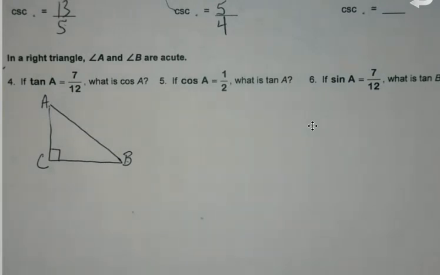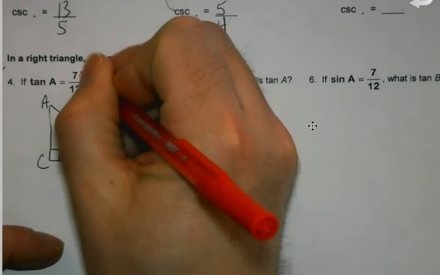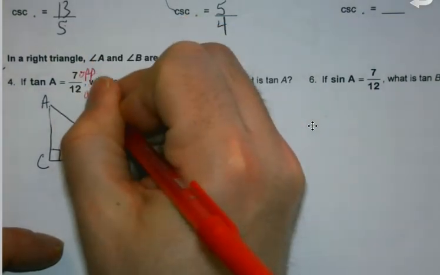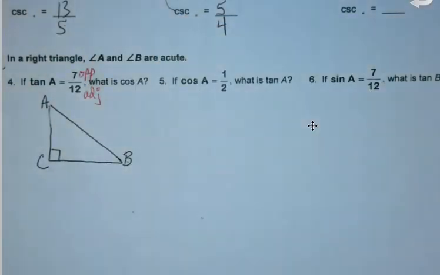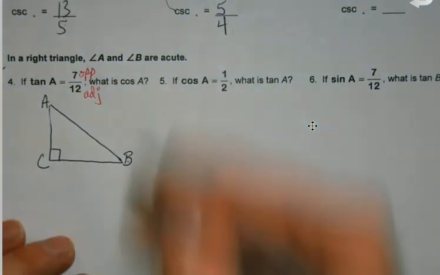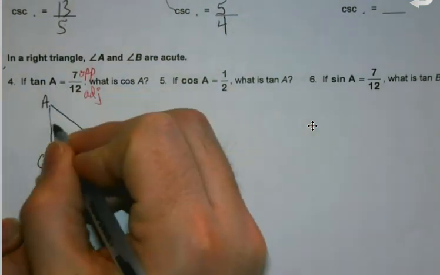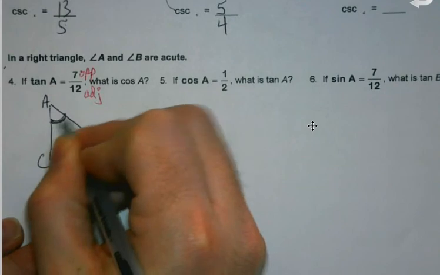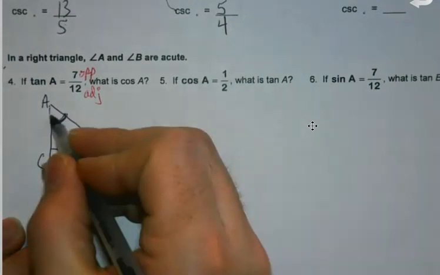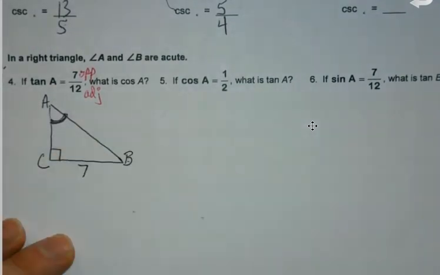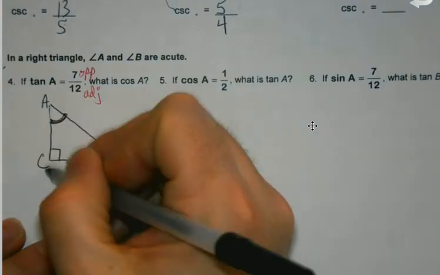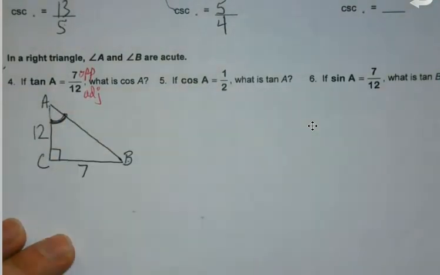But here's where we start figuring this out. Tangent. What two sides do I use for tangent? Opposite and adjacent. So my 7 represents my opposite. My 12 represents my adjacent. So they're not going to draw me a picture. I got to do this myself. So if it's the tangent of A, here's my angle I'm working with. The opposite side is 7. The adjacent side is 12. So you're like, okay, so that just gave me basically what my triangle looks like.